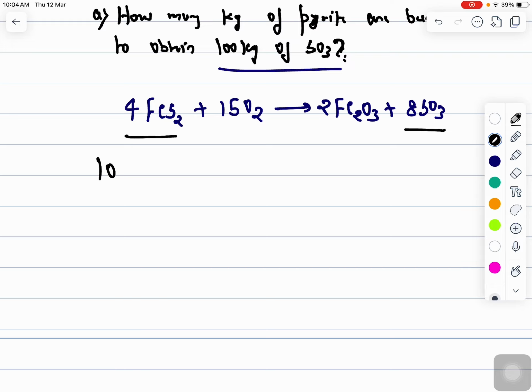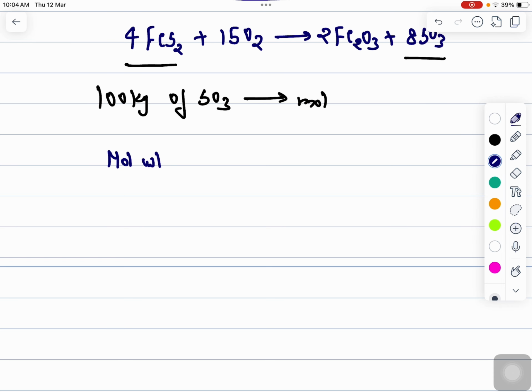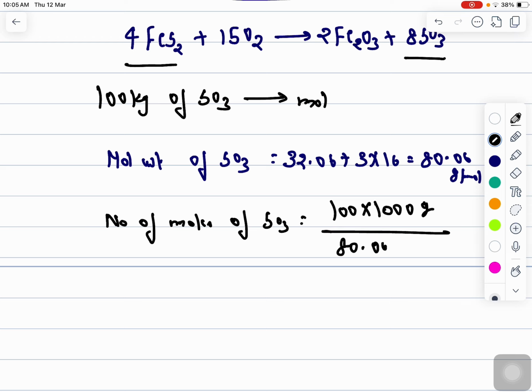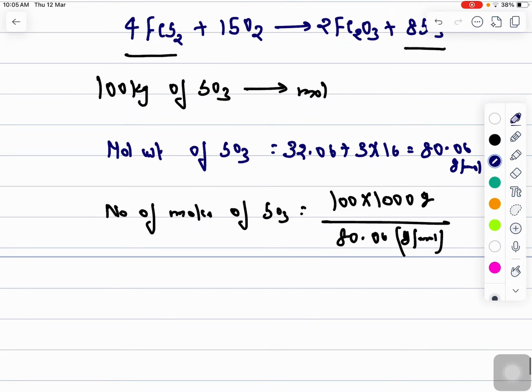So if you have 100 kg of SO3, it is better to convert this into moles. That will be easy. So first you have to calculate the molecular weight of SO3. Is that clear? The molecular weight of SO3 is 32.06 plus 3 into 16, that will give you 80.06 gram per mole, right? Now you have the molecular weight. Now I'll calculate the number of moles of SO3, that is 100 kg, multiplied by 1000 gram and then divided by 80.06 gram per mole. So now you will be getting the value in moles.